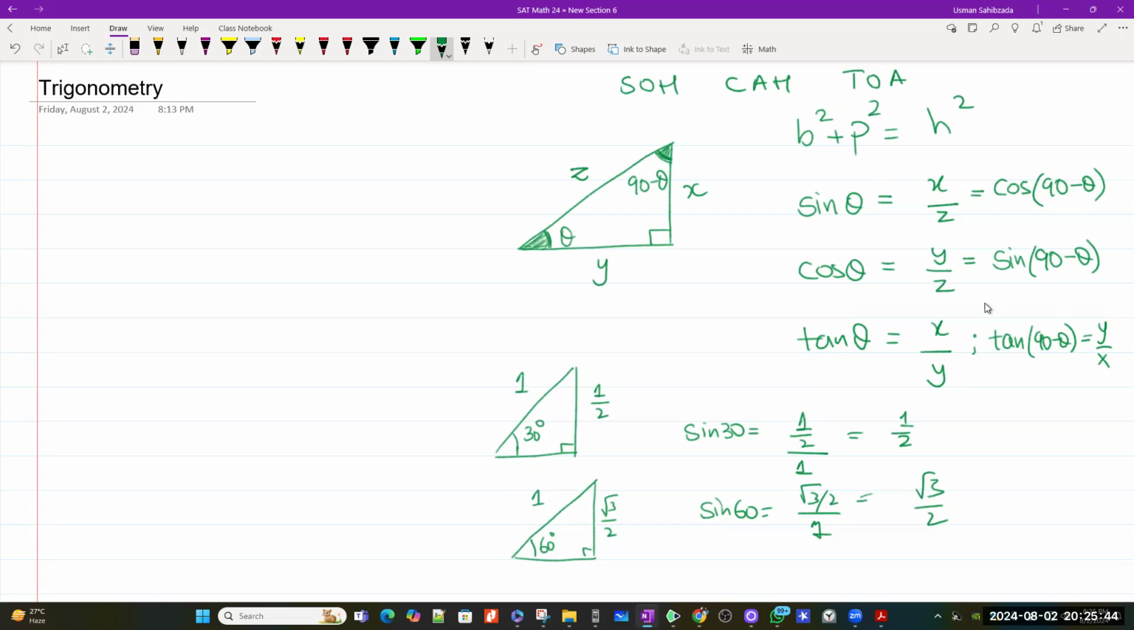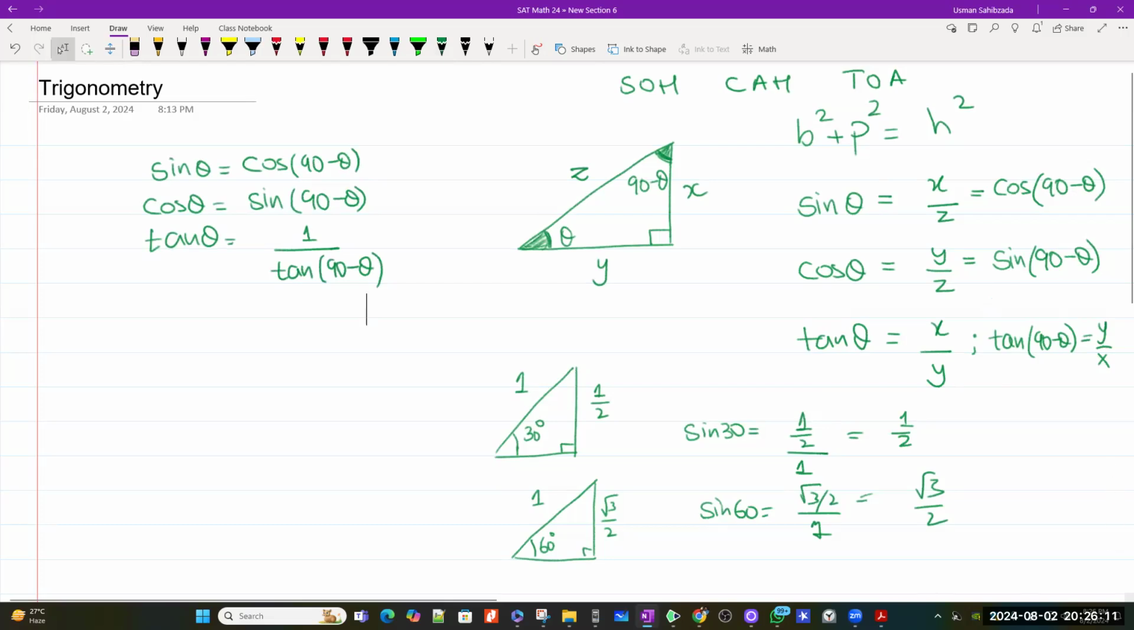So guys, you have to commit this to your memory that sine theta is the same as cos 90 minus theta. You need to know this, guys, because this little fact can be used. Cos theta is the same as sine 90 minus theta. And tan of theta is the same as 1 upon tan of 90 minus theta.